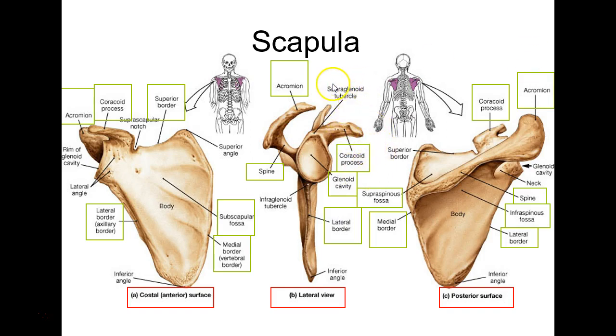There's two more things I would put a box around. See this supraglenoid tubercle and this infraglenoid tubercle? Those are little bumps. They're not very good on our plastic models, and they're not very good on this drawing here, right? But they're very important little bumps.